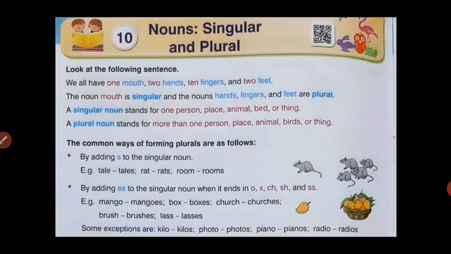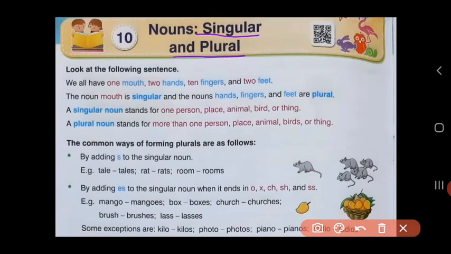Today, we will learn about singular and plural. From the words itself, singular stands for single, means one person, place, animal or thing. And plural stands for more than one person, place, animal, bird or thing. So singular means one, plural means many.